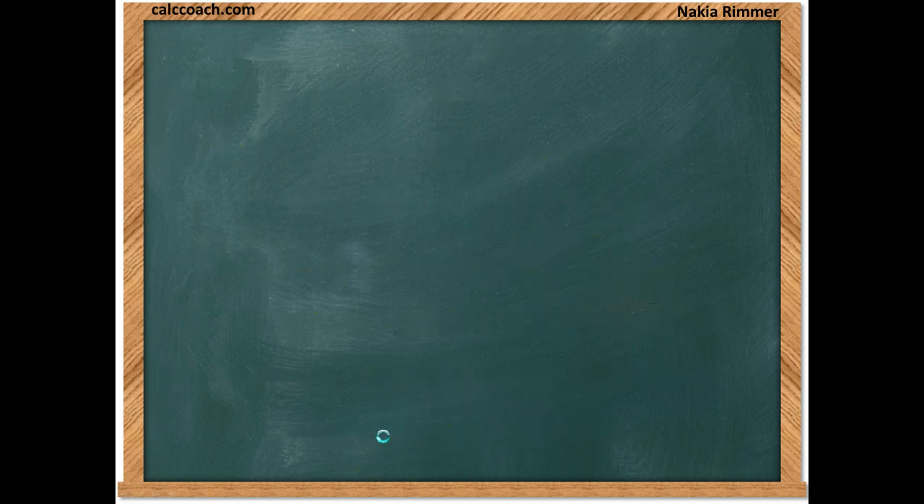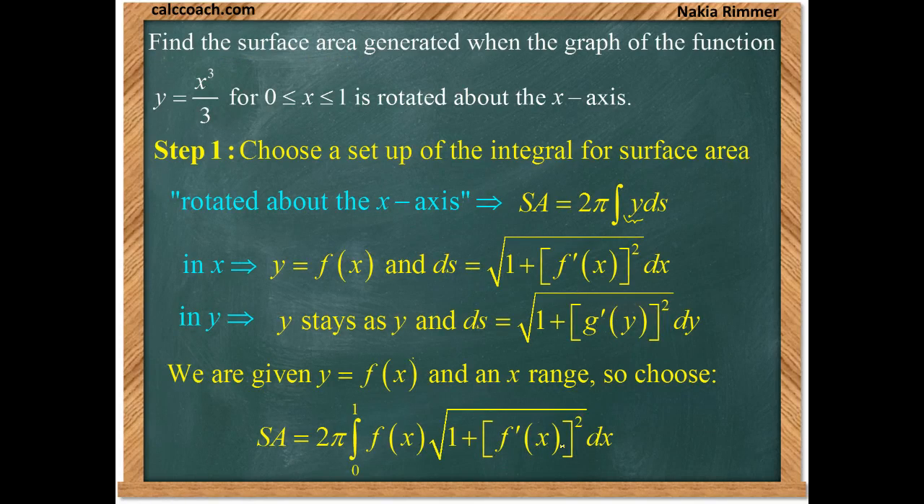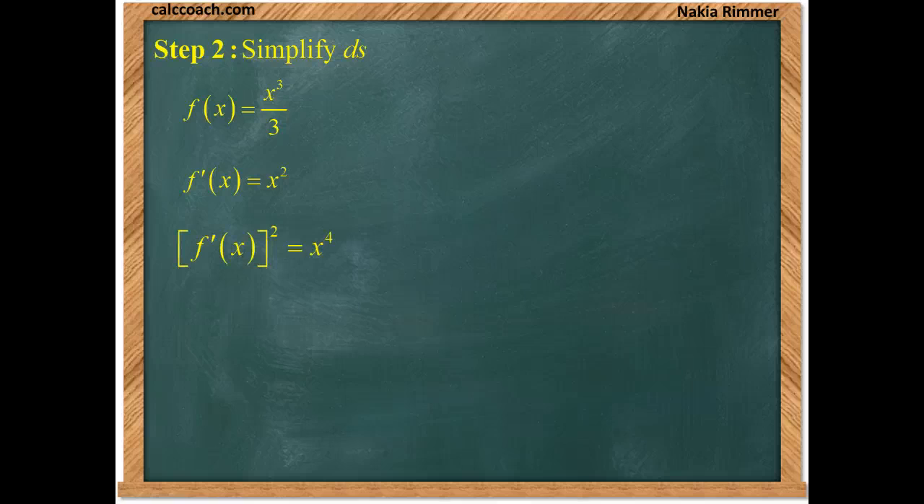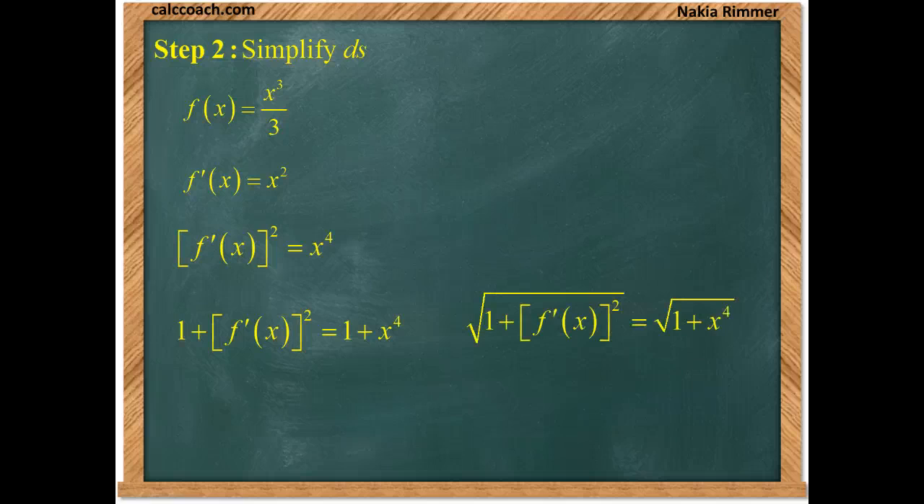Now on to step 2. Step 2 is for us to simplify this ds, this derivative squared add 1 square root. So let's simplify that. If y is x cubed over 3, if f of x is that, the derivative is x squared. The derivative squared is going to be x to the 4th. 1 plus the derivative squared will be 1 plus x to the 4th. The square root of that is just going to be the square root of 1 plus x to the 4th.